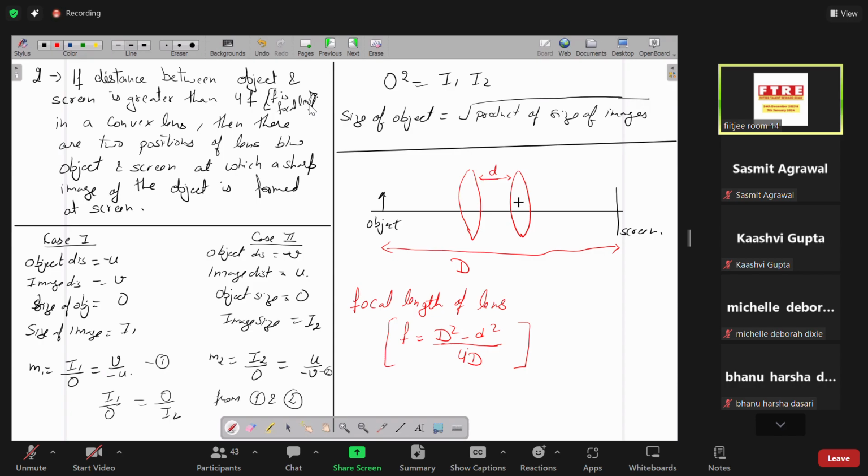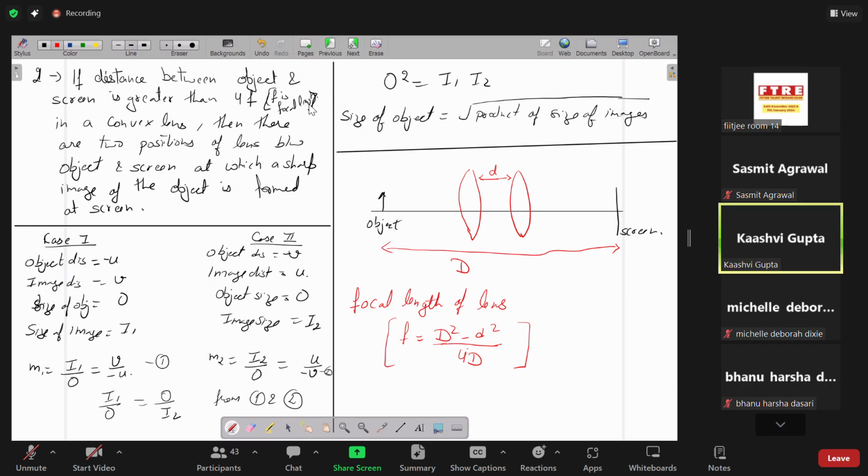Are all these points clear? Yes, ma'am. Okay, lenses done. Let me give you one or two questions and then we'll move to power efficiency.